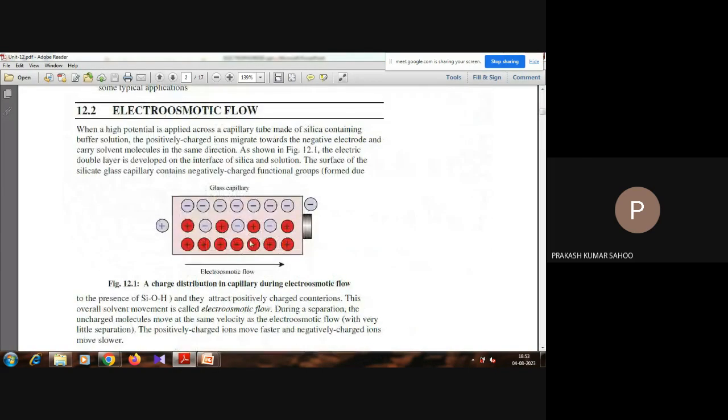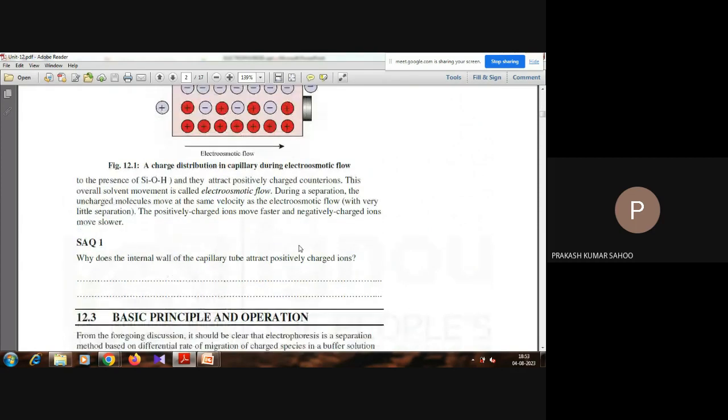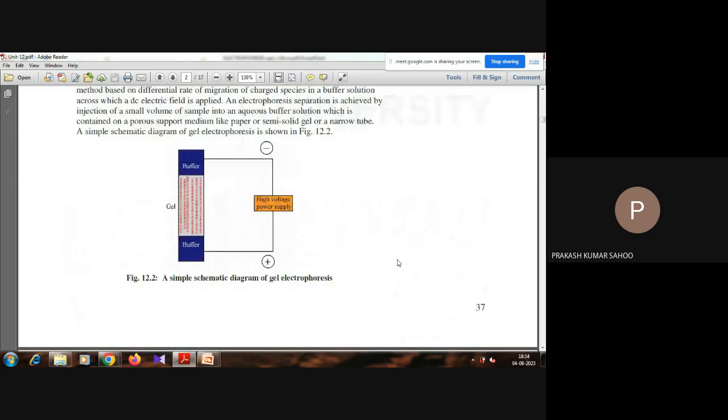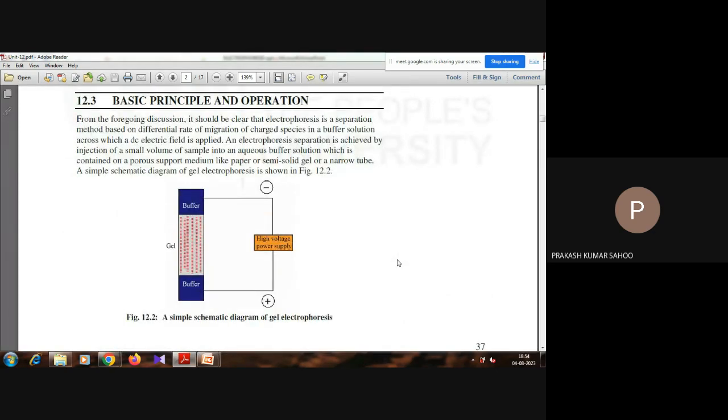So this is the electro-osmotic flow, that is the surface of silicate glass capillary, which contains negatively charged functional groups, SiOH, and this overall solvent movement is called electro-osmotic flow. The movement of the solvent through the application of an electric field in a sample is known as electro-osmotic flow. So this is the basic principle involved, and this is the operation.